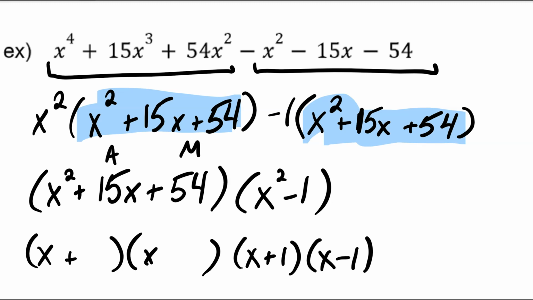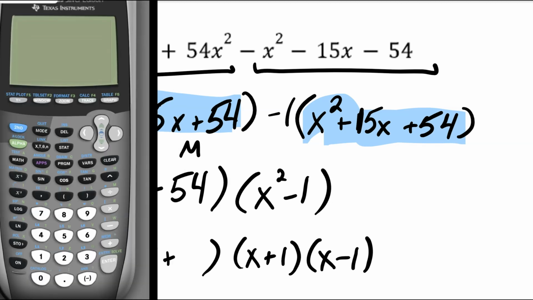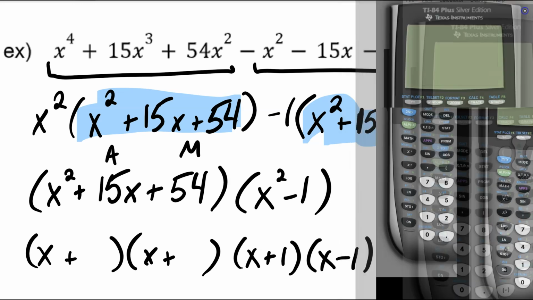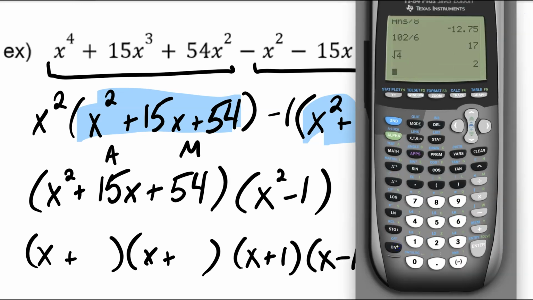Now I know off the top of my head what they are, but if you weren't sure, you could always go into your calculator. And I'm going to go into y equals. And I'm looking for factors of 54, so I'm going to type in 54 divided by x. I'll hit the second button, that blue button, and graph, and it'll bring me to a table.